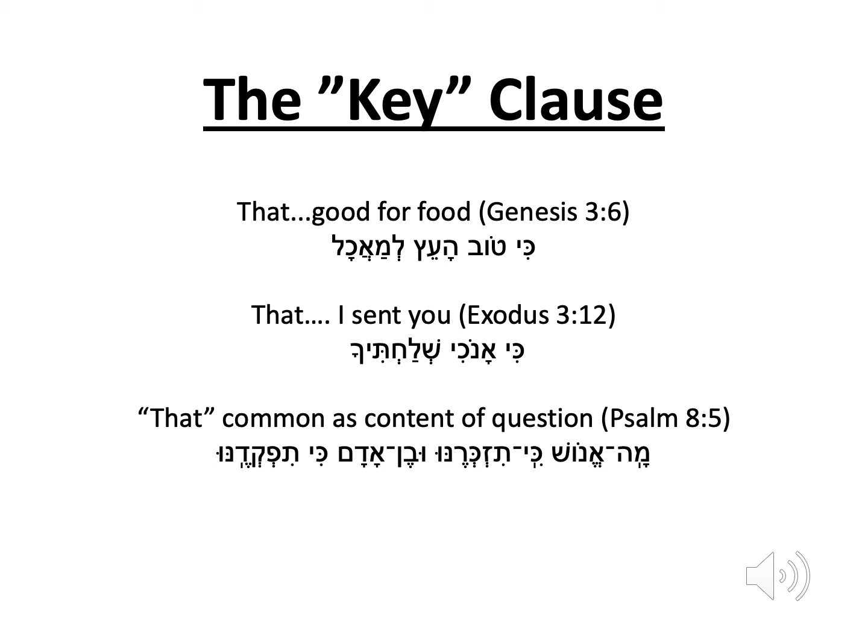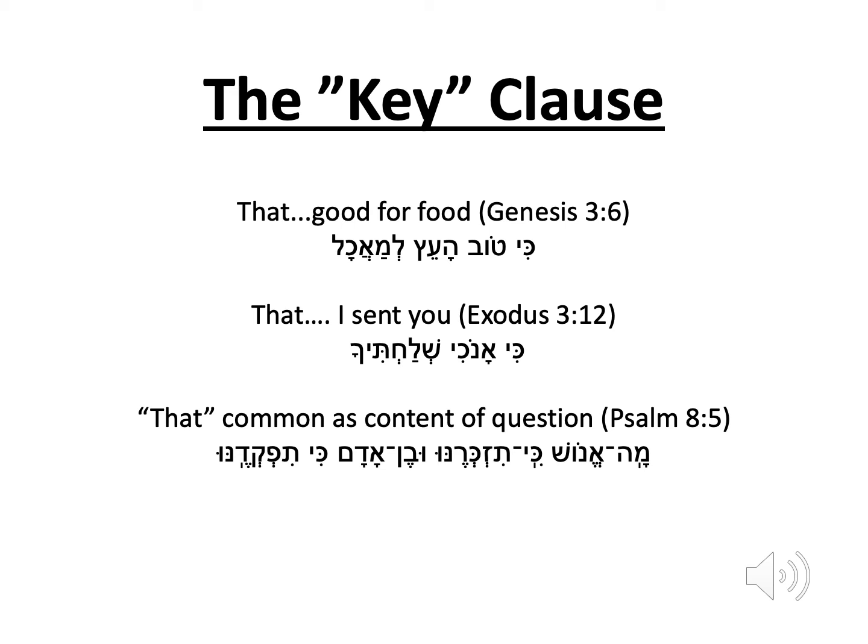Oftentimes, ki just simply means that, such as Genesis 3:6. He saw that it was good for food, literally that good, the tree for eating. Also in Exodus 3:12, the content is that they will see that I have sent you. God talking to Moses about what the people will see.